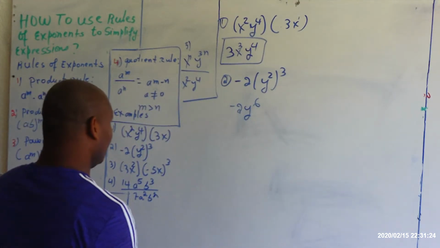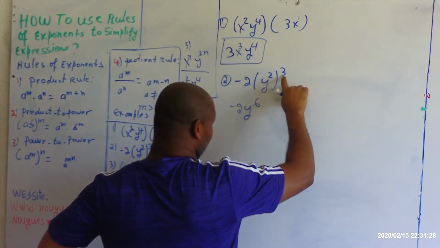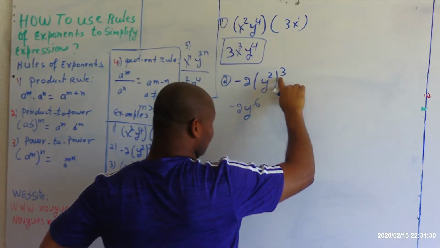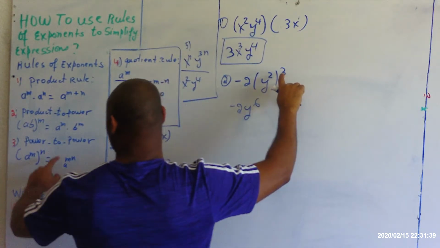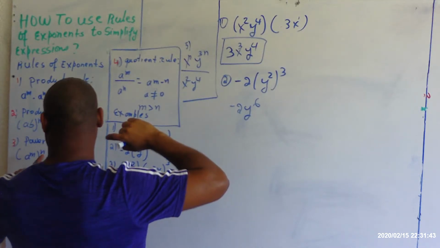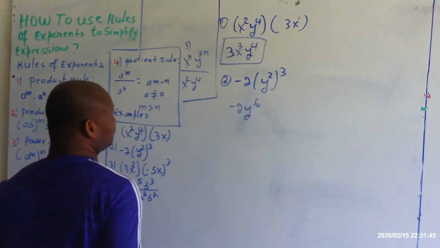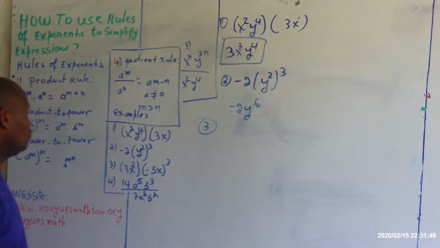That's the answer. Be careful. Do not say 2 to the power 3 and then 2 to the power 2, that's going to be 8. That's not true. It's 2 times 3. Remember that the formula is power to power. This one, power to power. Number 3, let's do 3 for you.